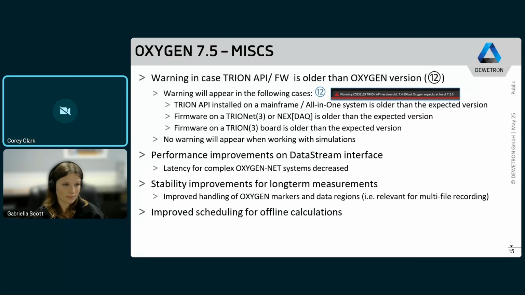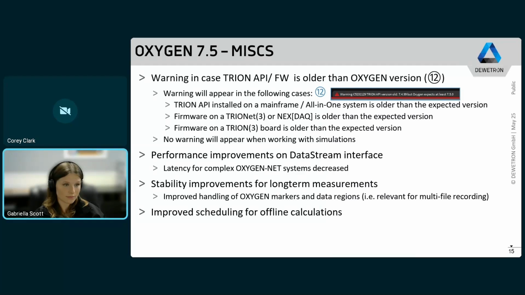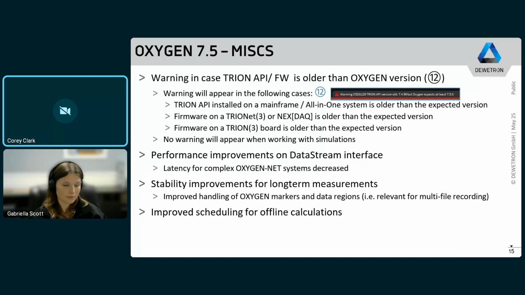If you do see it, please pursue the upgrade for the Trion drivers, and please pursue the update for the firmware of your NextStack, your TrionNet, or your TrionNet 3 device. If you don't have them, we release them as concurrent releases. So when we release Oxygen 7.5, we'll have a Trion driver 7.5, and then we'll have firmware for the front end devices that is 7.5. And we just always state that you keep those on the same exact levels. If you don't, you may have unexpected measurement errors or behaviors within the software.